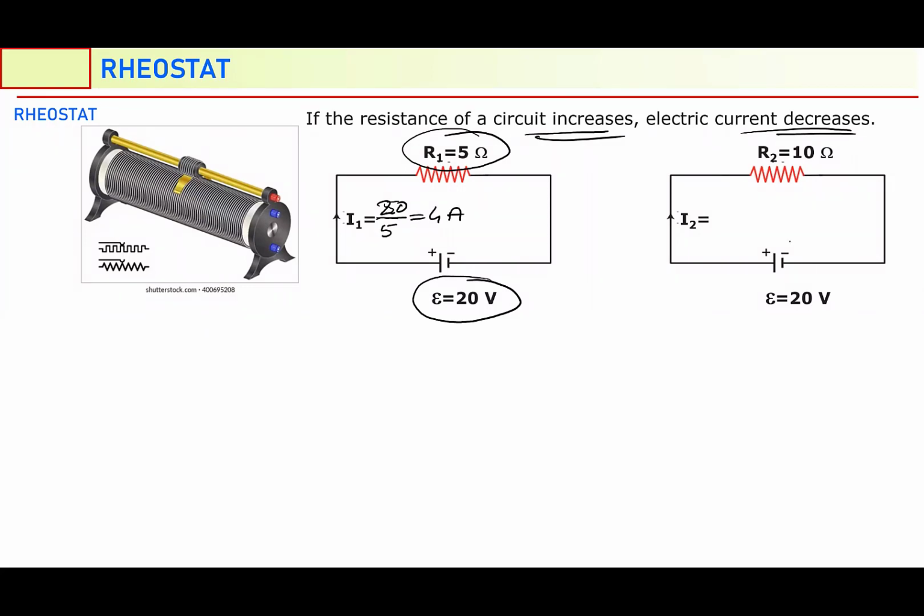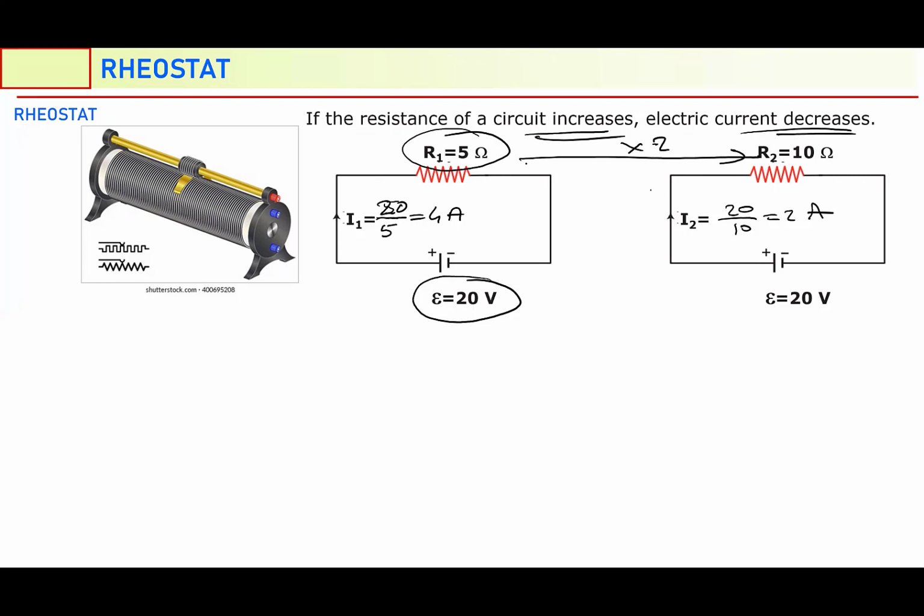But in the second one, electric current is 20 over 10, which is 2 ampere. As you see, resistance doubles, but electric current halves. As resistance increases, electric current decreases. You should replace the one resistor with another one to change the electric current. But this is not very practical.